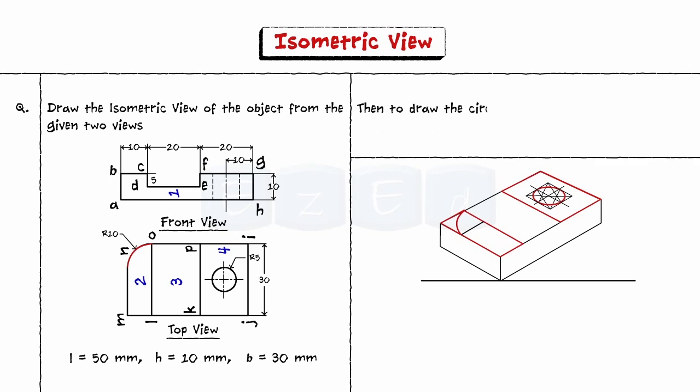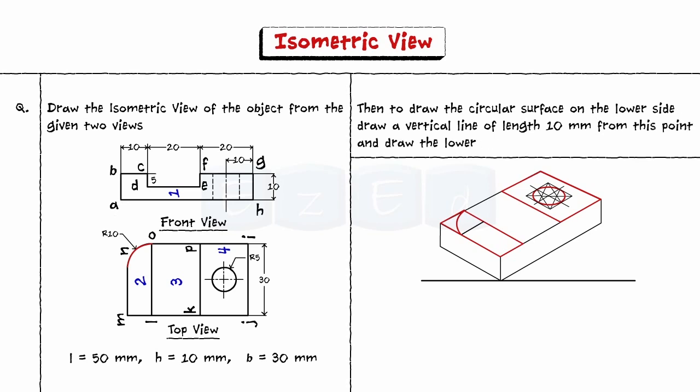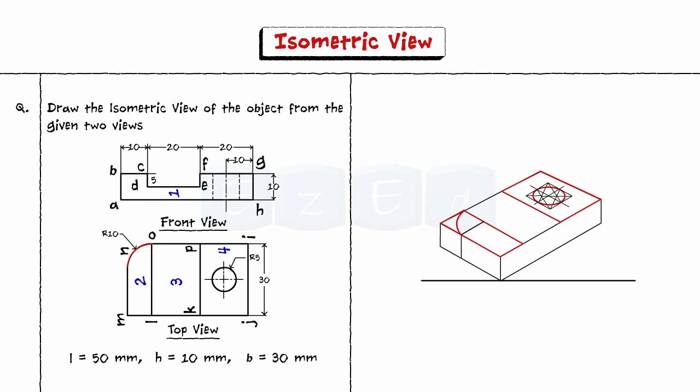Then, to draw the circular surface on the lower side, draw a vertical line of length 10 mm from this point and draw the lower surface of the arc. Now draw a vertical line of 10 mm length from this center and draw the fillet on the lower face as shown. Join the two arcs with common tangents and remove the excess portion.